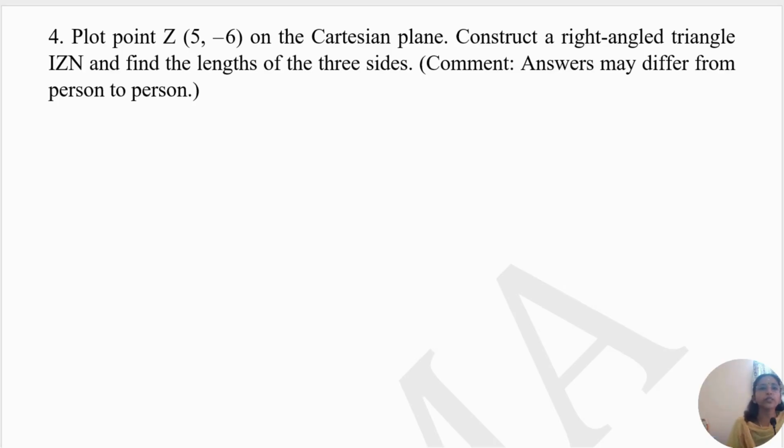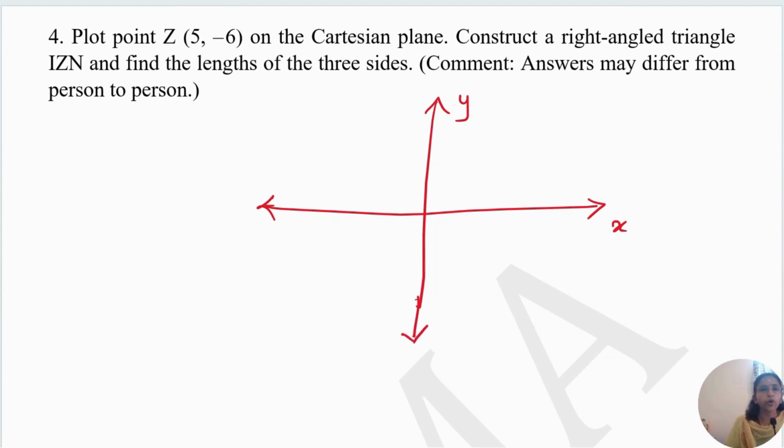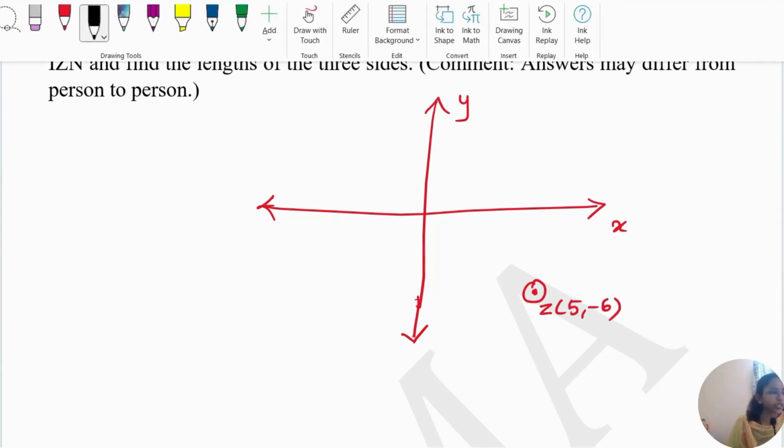And coming to the fourth question: plot point Z equal to (5, -6) on the Cartesian plane. Construct a right angle triangle IZN and find the length of the three sides. So you can draw your diagram first of all. This is our x-axis and y-axis. Look at the point given here, Z is (5, -6). X is positive, Y is negative, so it is in the fourth quadrant.